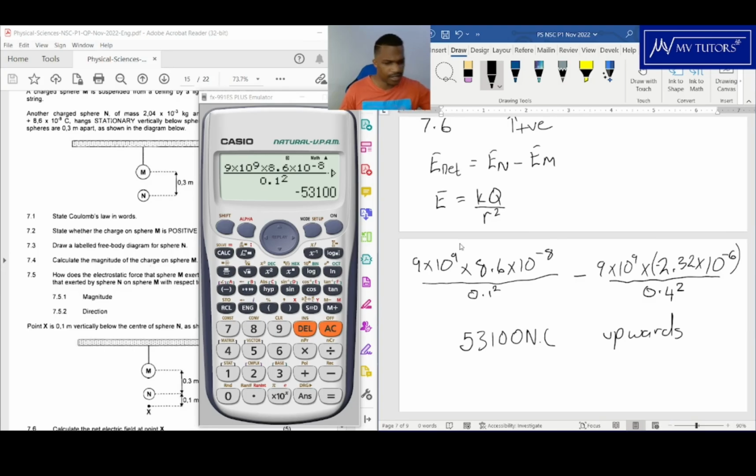Well, I hope that's all that I really have for you. There's really nothing much else. It's just confirming it's newtons per coulomb. That's the final answer, and we'll stop right there.